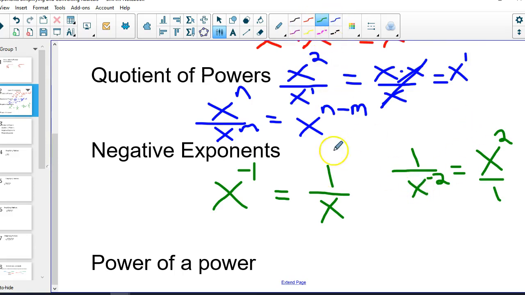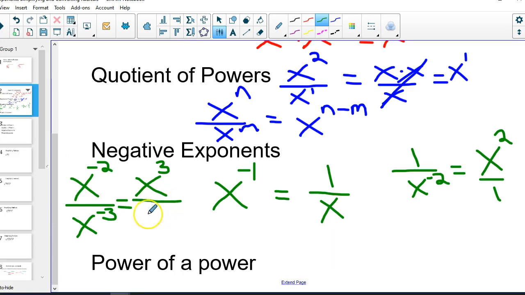So another example of this could be, say we had x to the negative 2 divided by x to the negative 3. This would be the same thing as: negative on the bottom comes to the top, and negative on the top goes to the bottom. So you have a negative exponent, it flips from the top to the bottom, or vice versa.